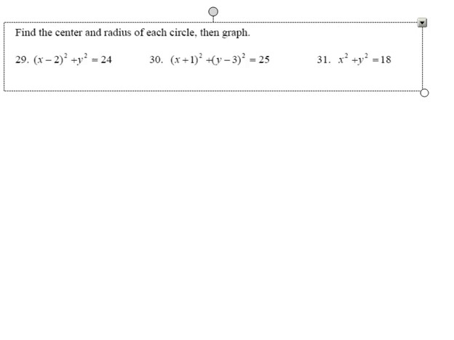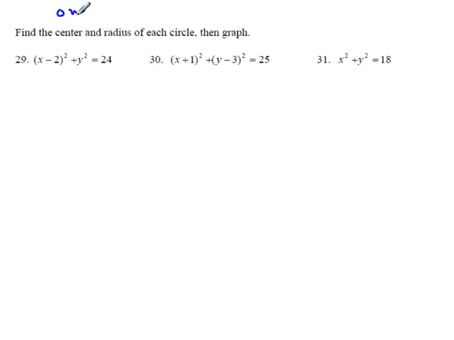Okay, you're going to omit the problems from the 10.5 section, so that would be problems 21 through 28. So omit numbers 21 through 28. All right, let's keep going.